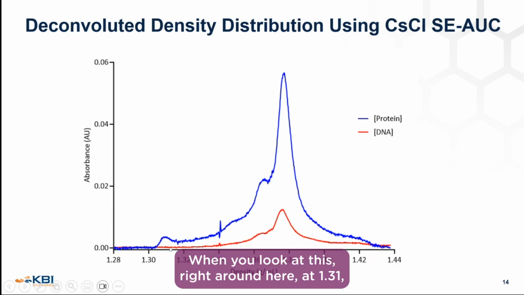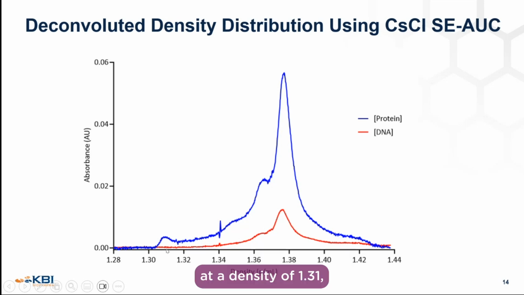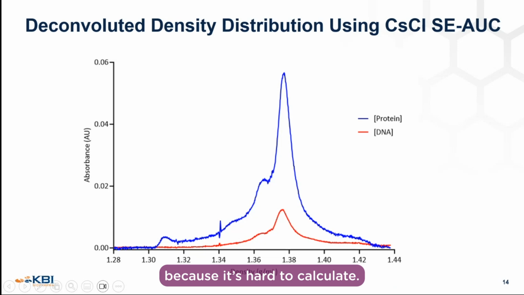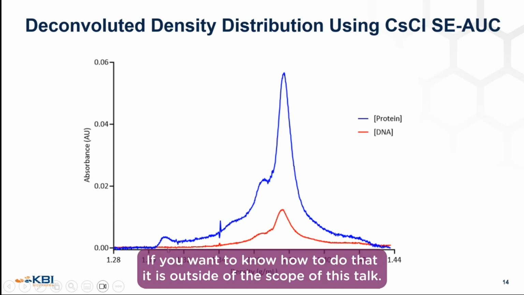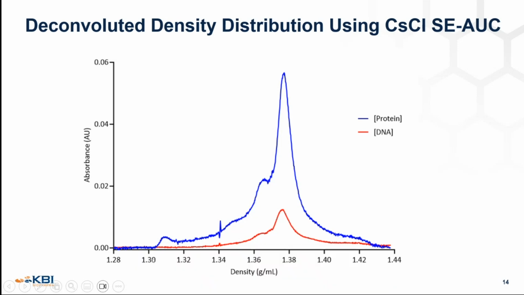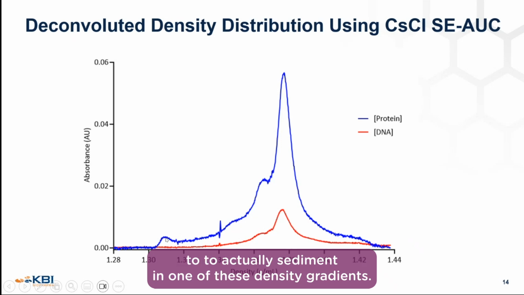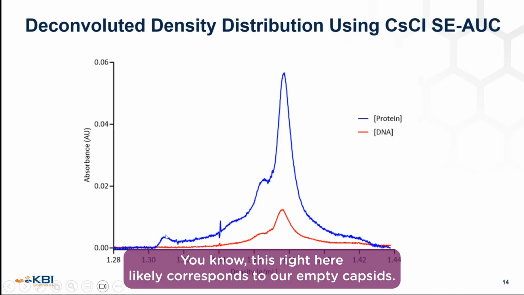When you look at this, right around here at 1.31, at a density of 1.31, this is actually the density of the cesium chloride. It's hard to calculate. If you want to know how to do that, ask me. It's outside of the scope of this talk. So when you look right here, 1.31, this is where we expect protein to actually sediment in one of these instant gradients. This right here likely corresponds to our empty capsids.